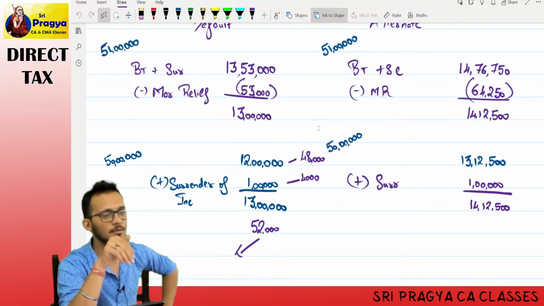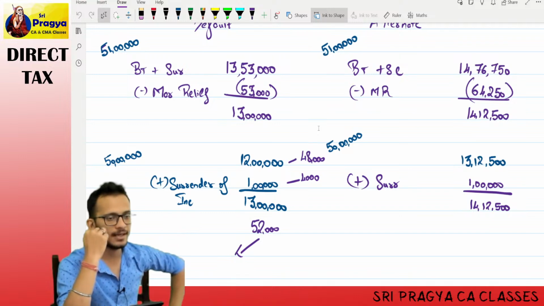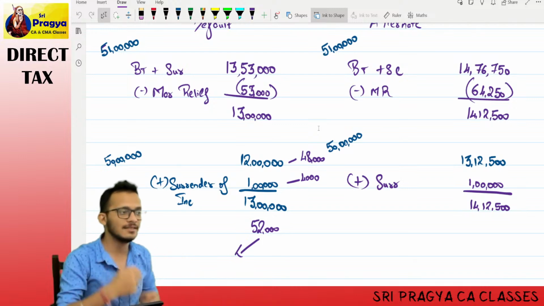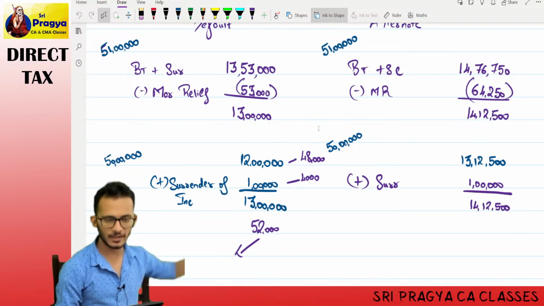Yes. Fill the bottom also. Add surrender of income 1 lakh and 1 lakh. I said if I surrender, my income will become 50 lakhs. 51 it is.